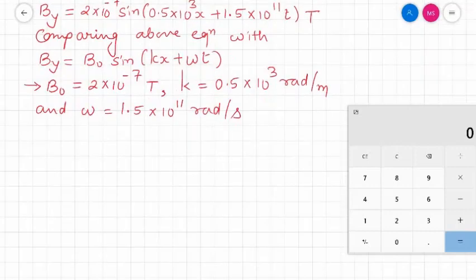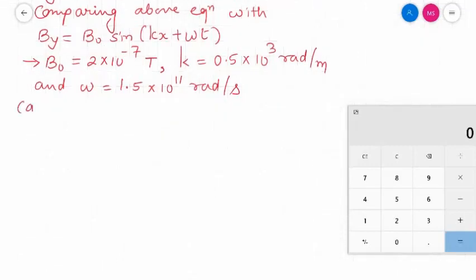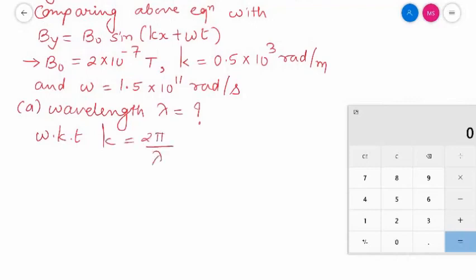Now, first case, we have to find wavelength and frequency. So for wavelength, we know that k, the wave vector, is 2 pi by lambda. Remember, you can use omega equal to 2 pi f and find frequency, and from that find wavelength by using the formula c is equal to lambda f. But in this example we are using the value of wave vector, that is k equal to 2 pi by lambda. This implies that wavelength lambda will be equal to 2 pi by k.